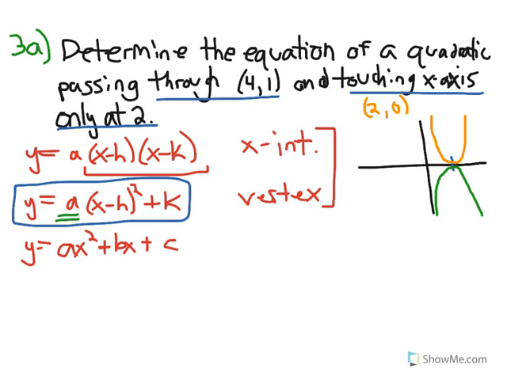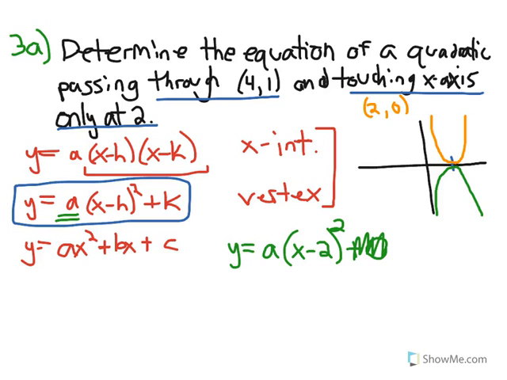So let's see where we're at. We've got y equals a, we don't know, (x minus 2) squared, because we know the x-coordinate of the vertex is 2. Plus the y-coordinate of our vertex, and since we know it's on the x-axis, that'll be 0, so we don't even need to write that part. So we've got y equals a, some constant, times (x minus 2) squared. We know that a can be anything because all that does is vertically stretch the graph.